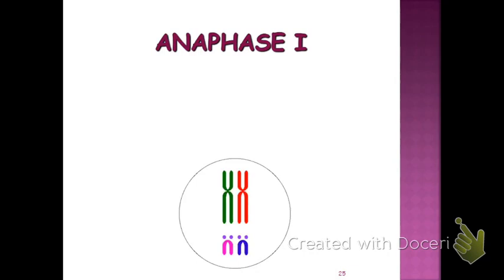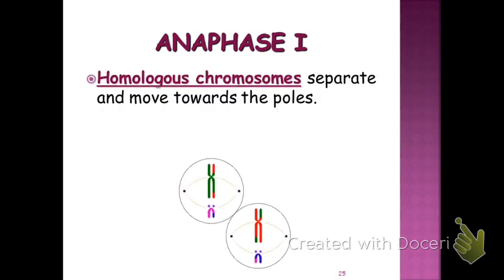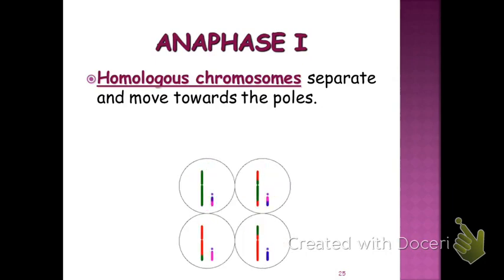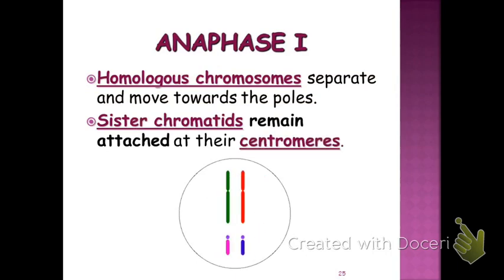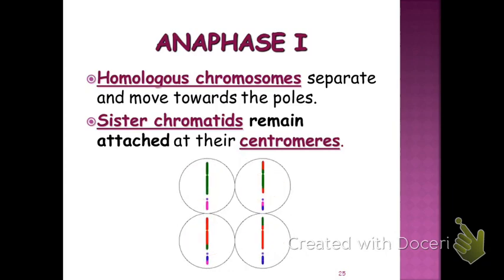Right, anaphase 1 is going to be where our homologous chromosomes separate. Okay, homologous chromosomes separate. You need to highlight this or star it, because this is important. Homologous chromosomes are separating in anaphase 1. Right? Now, keep in mind that these are just homologous chromosomes. Our sister chromatids are still attached at centromeres.